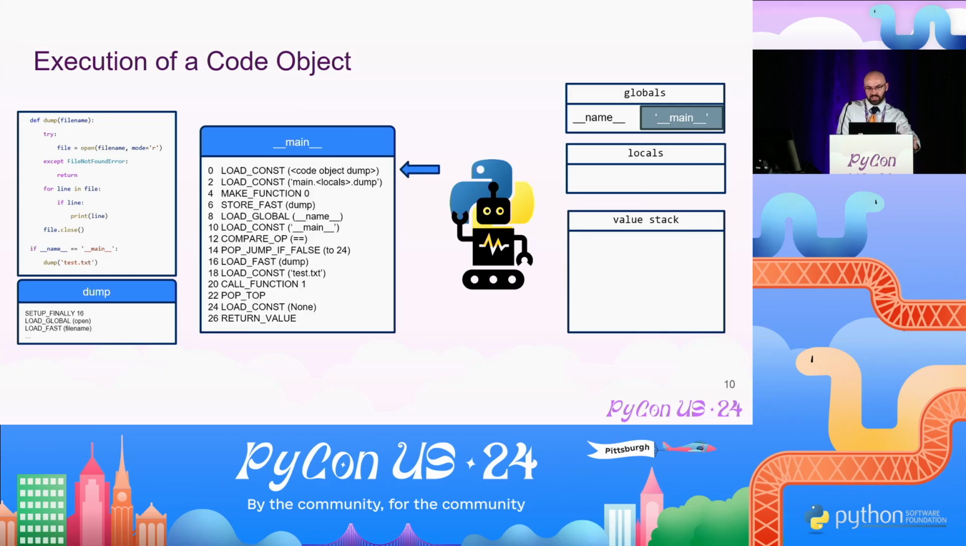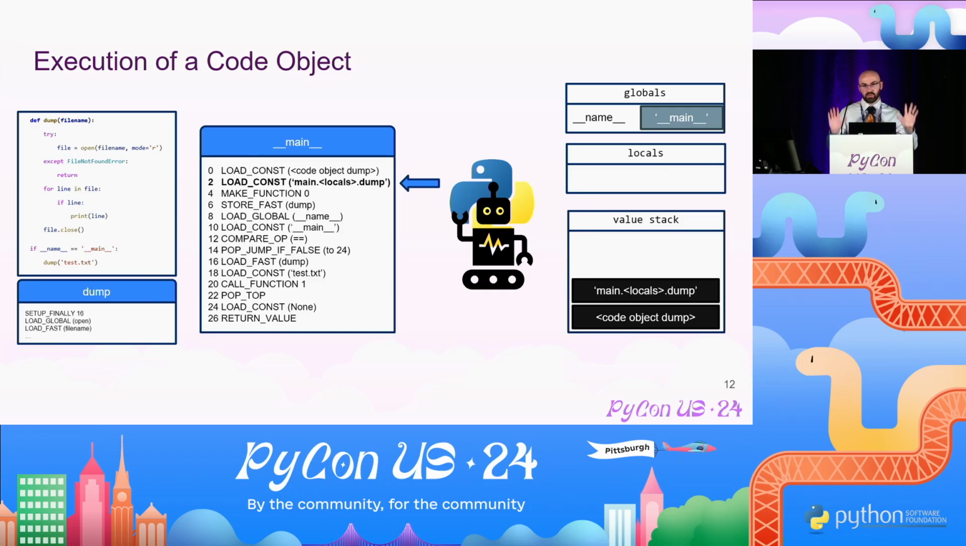So if we're going to go step by step through just the top level script in the main code object, the first thing that we're going to do is start to create the dump function. We're going to load the dump code object. We don't actually care what's in it. It's going to go on a value stack. The Python interpreter at a high level implements a stack machine. So we can push and pop values onto this value stack.